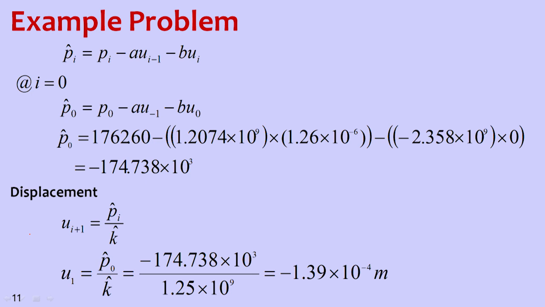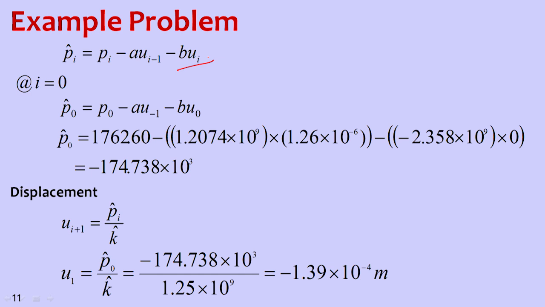So after calculating the constant values, for the ith step, P cap i is calculated in this manner: Pi minus A into Ui minus 1 minus B into Ui. That means we need the Ui minus 1th value. So at i equal to 0, that is the first step, P cap 0 is calculated as P0 minus A U minus 1 minus B U 0.